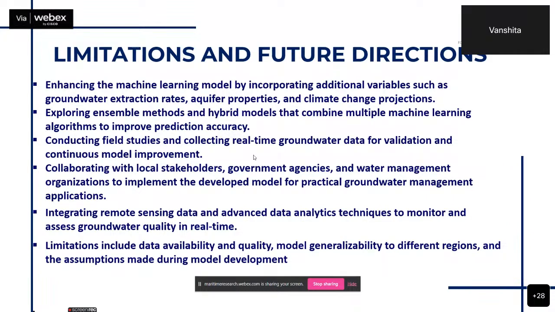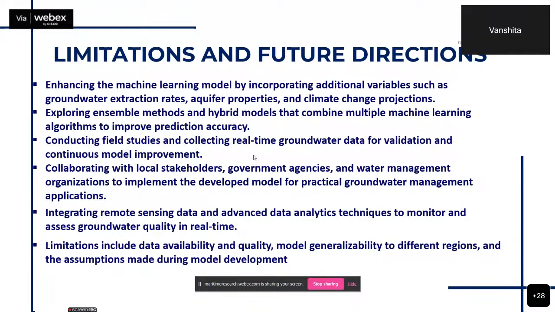So limitations can include data availability and quality, and the generalizability of the model to different regions. It can vary, right? And also the few assumptions which were made. And the future directions, such as we can enhance this machine learning model by incorporating additional features such as extraction rates, aquifer properties, climate change projections. That way it will be more accurate. And we can also explore further hybrid models that are available, which can increase the accuracy as well.